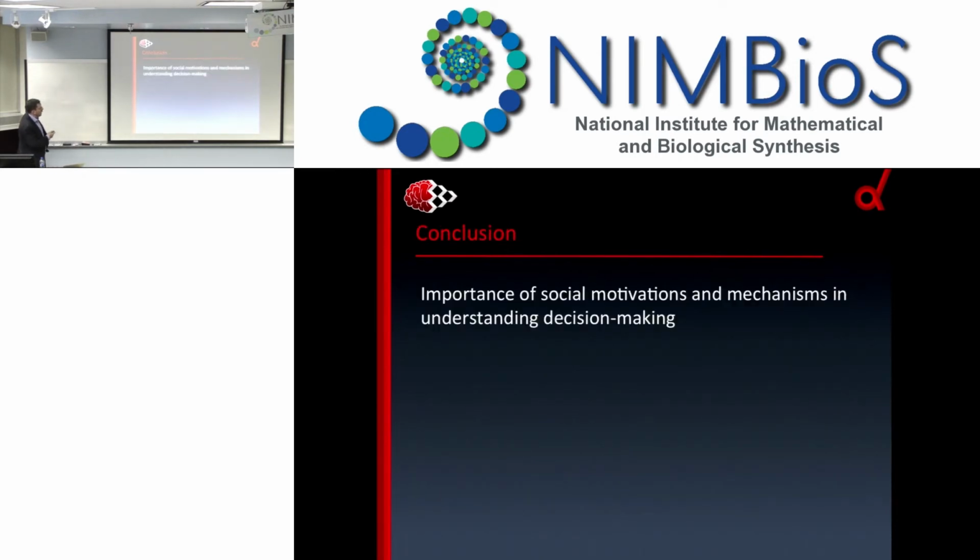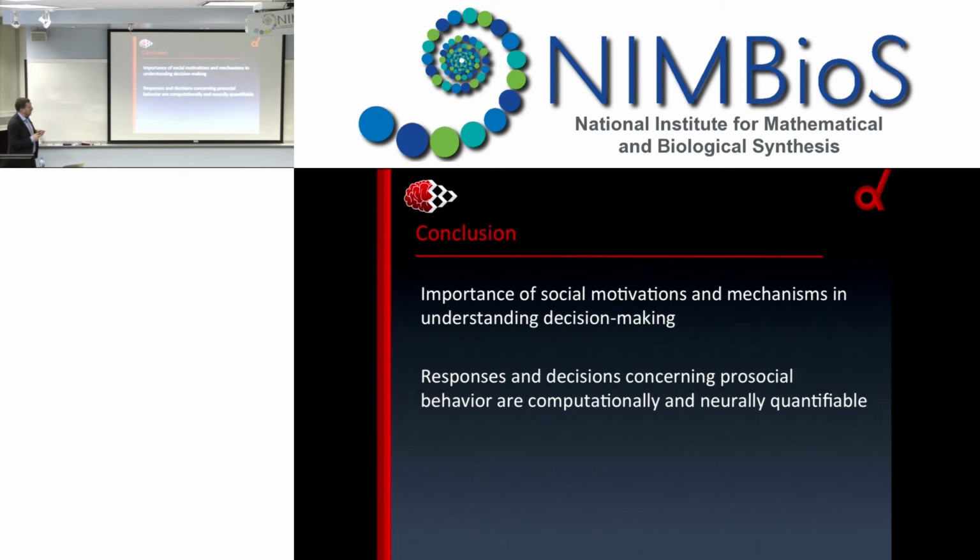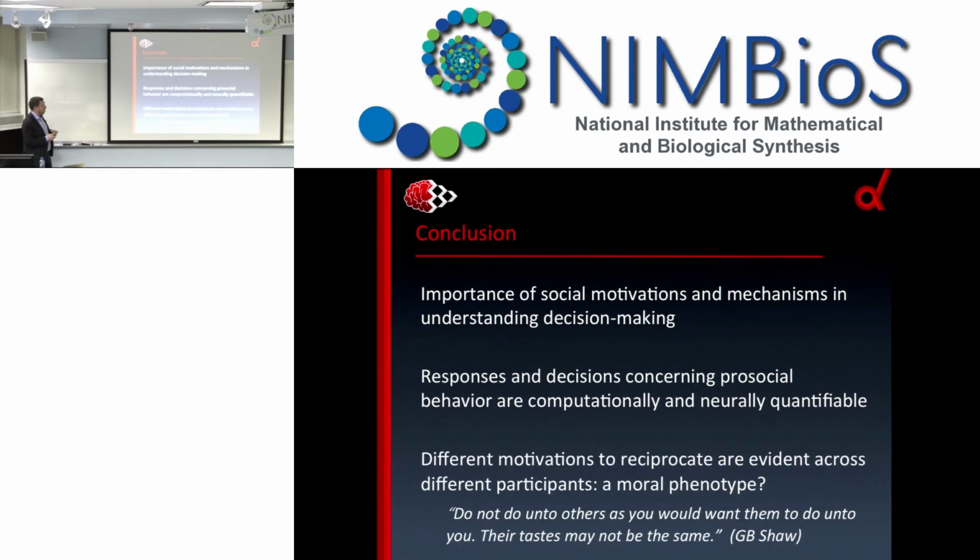All right, so I will conclude. What I hope to show is the importance, not so much to this crowd, but to many crowds, of social motivations and these mechanisms in trying to understand decision making. We're heavily influenced by the social context we're placed in. We very rarely make decisions based on no social information, so we need to understand it better. When we're looking at responses and decisions about prosocial behavior, in this case, they are computationally and neurally quantifiable. So we can start to think, I think, in a more principled way about these mechanisms that underlie prosocial behavior.